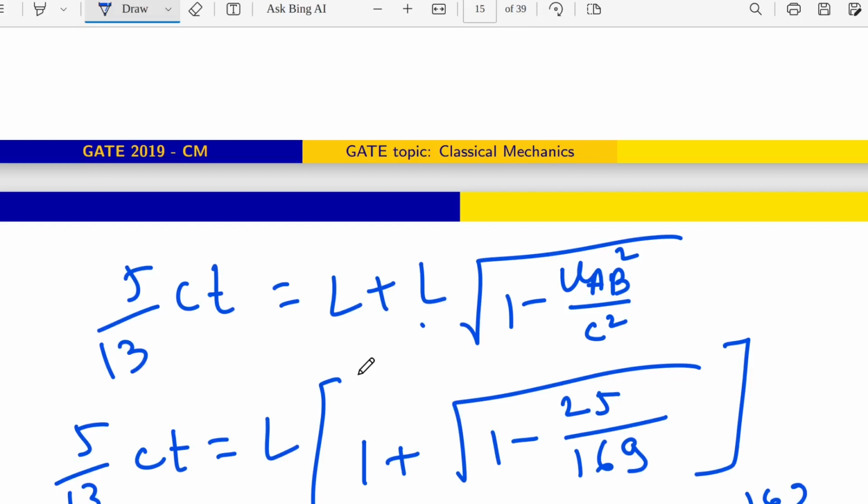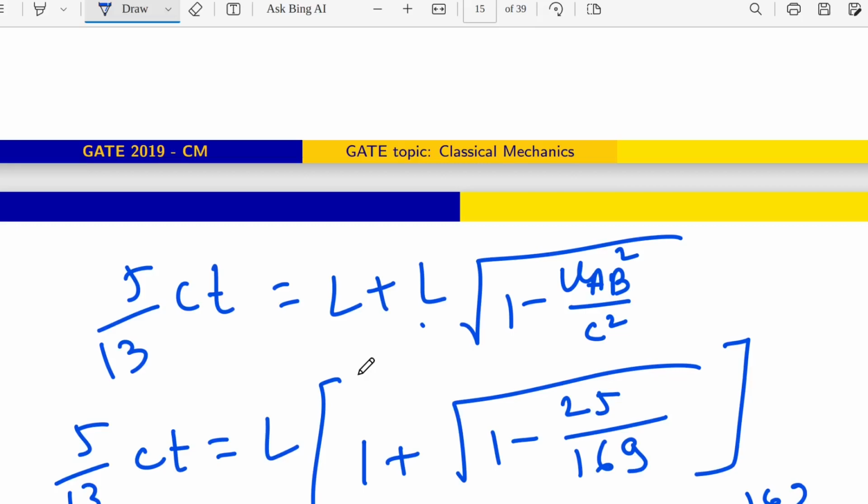So the length should be the total length plus the length contraction term, and this whole length should be covered with V into T, where V is the relative velocity of A with respect to B, multiplied by the time T, which we are going to measure. Is it understandable, or should I tell you again? Yes, ma'am, it is understood.